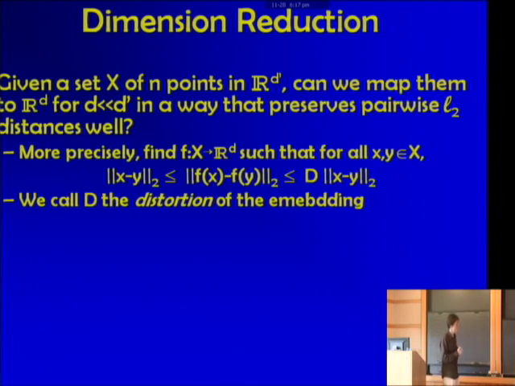So the question is, can we do that? Can we reduce the dimension? Can we find a mapping f, that maps each point to some point in a much lower dimensional space R^d, such that the distances are preserved up to some constant factor? I don't require to keep them exactly, but only up to a factor D. D is something we call the distortion of the embedding. It's by definition always at least 1. 1 is when there's no distortion at all.